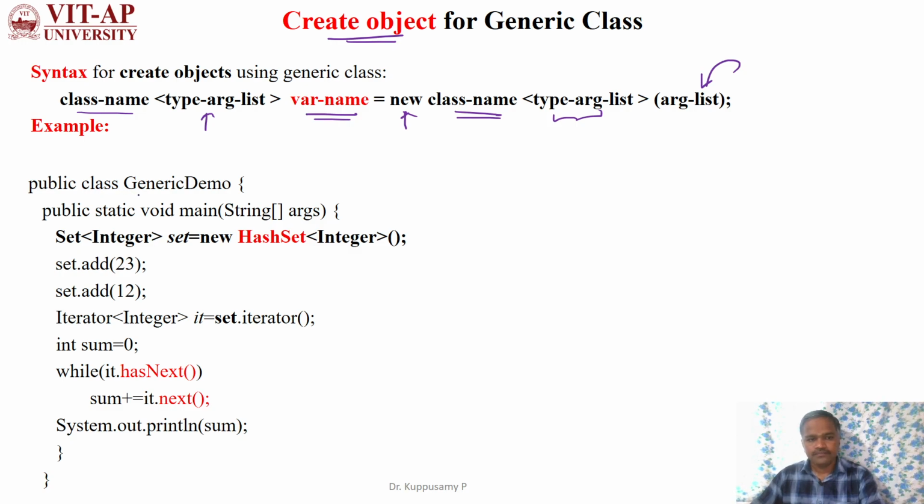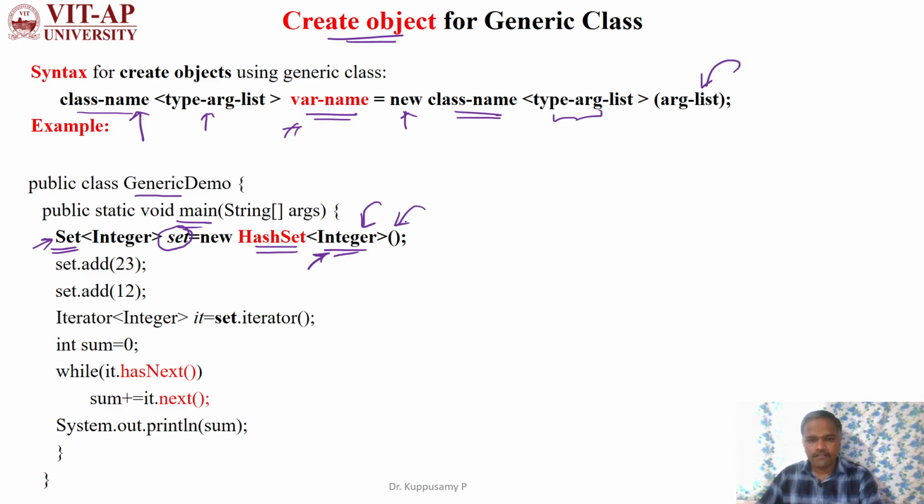For example, here I am defining the class name, right? GenericDemo, then the main method. So here, as per this, I am defining the class. Here I am implementing the Set interface using the HashSet class, which is creating the object variable here. Then for the type argument, I am passing Integer. That means HashSet is creating the object set, which is implementing the Set interface. It will store only integer values. It will not accept any other type of values.